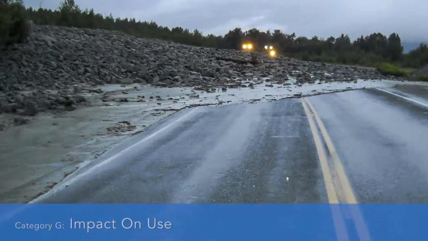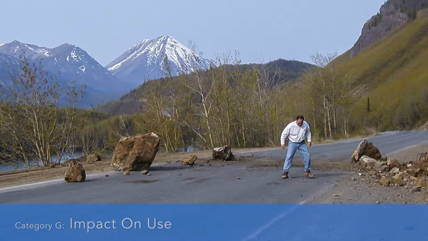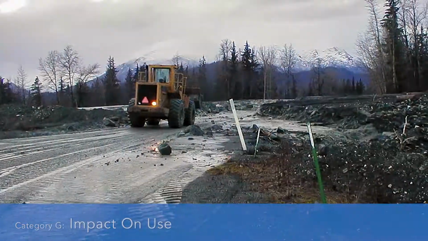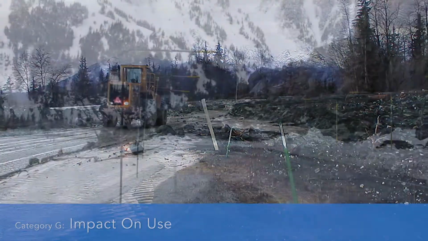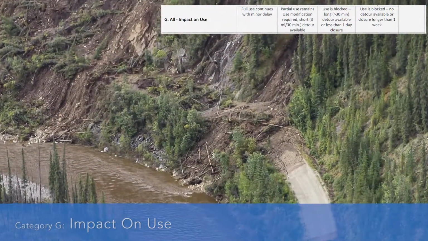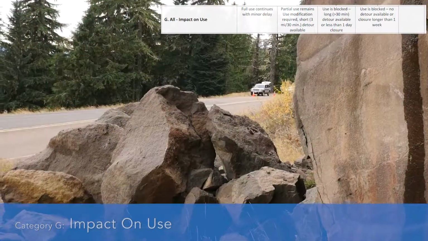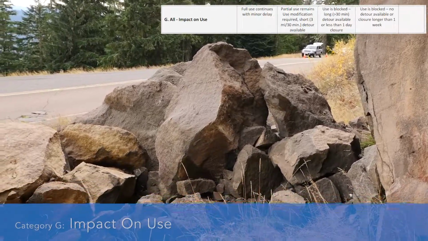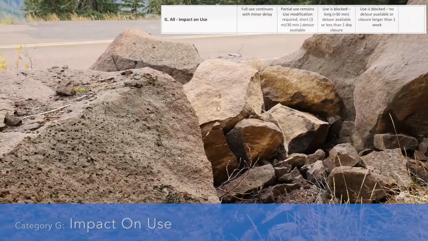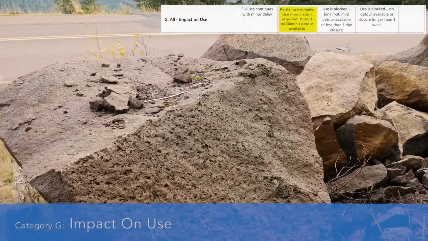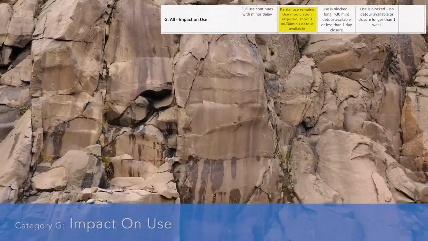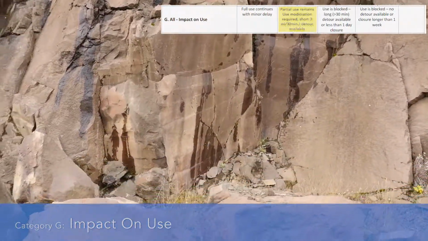This is intended to measure or approximate the impact on traffic should a probable event occur at the site. It should take into account the history of the site, the availability of a detour, and also maintenance inputs. At this site here, I would estimate that based on the rockfalls in the past, it would be rated as partial use remains, use modification required, and a short 30-minute detour may be available.